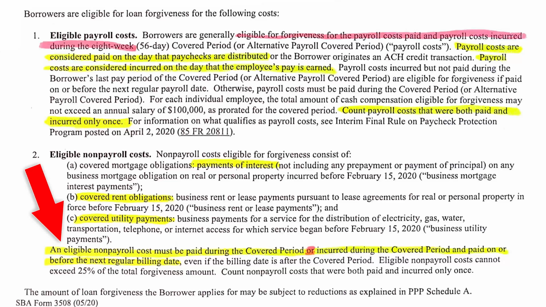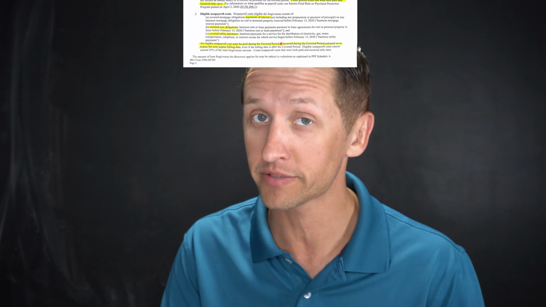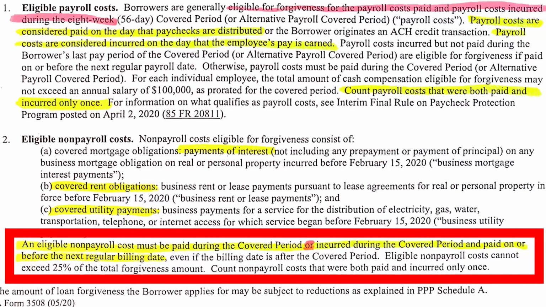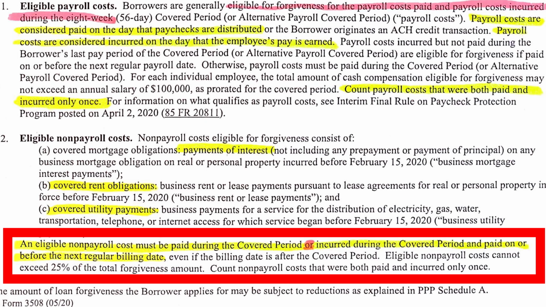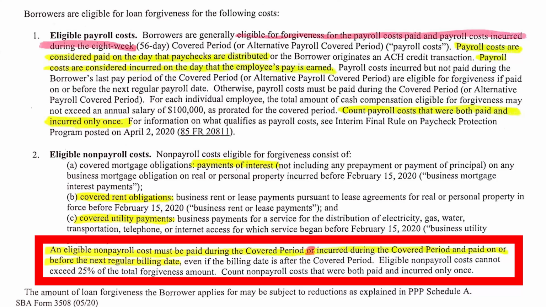And then it says an eligible non-payroll cost must be paid during the covered period or incurred during the covered period and paid on or before the next regular billing date. So this is really important with this sentence. With payroll, it's paid and incurred, but with non-payroll costs, I'm going to read that sentence again. It says an eligible non-payroll cost must be paid during the covered period. So if you have one of these non-payroll costs, you have to pay it or incur it during the covered period and pay it on or before the next regular billing date.